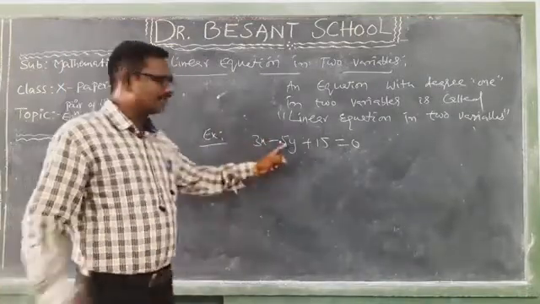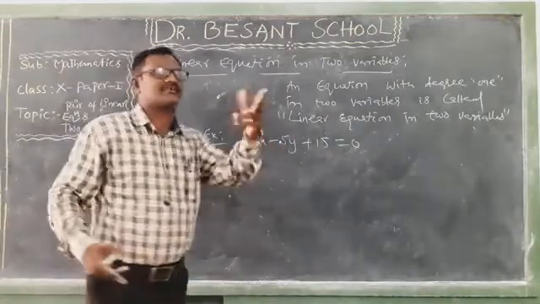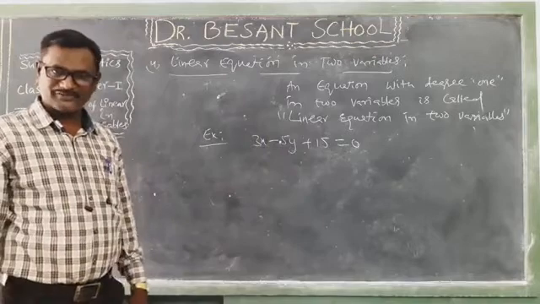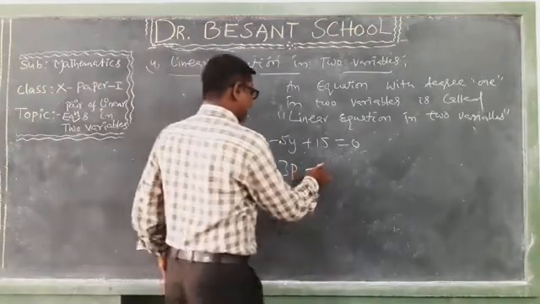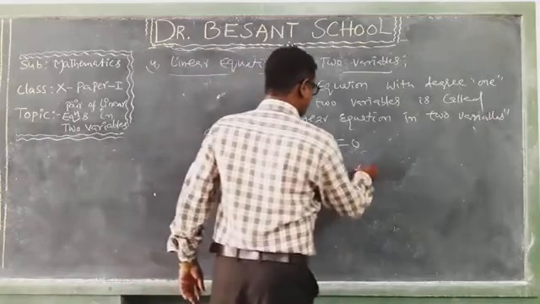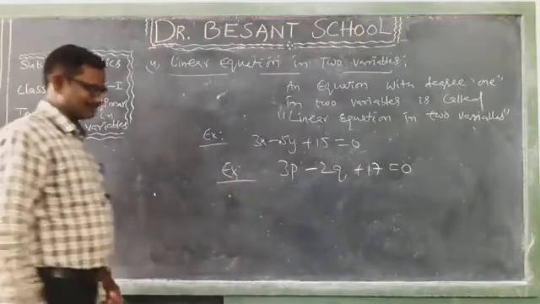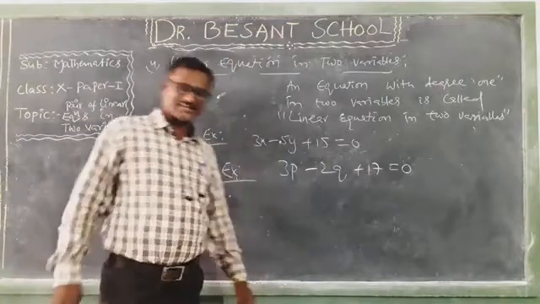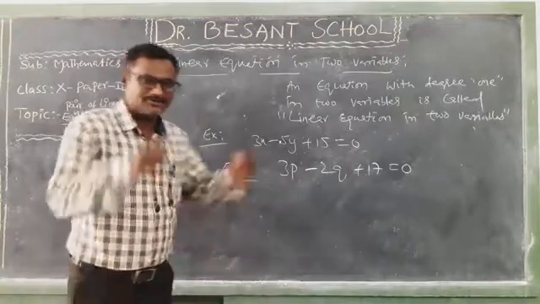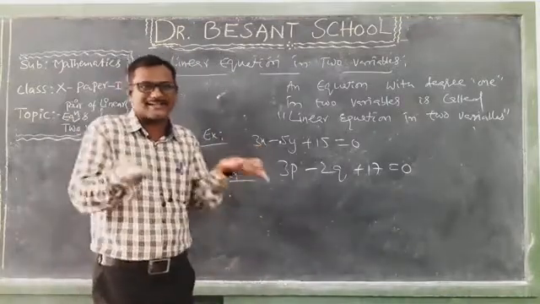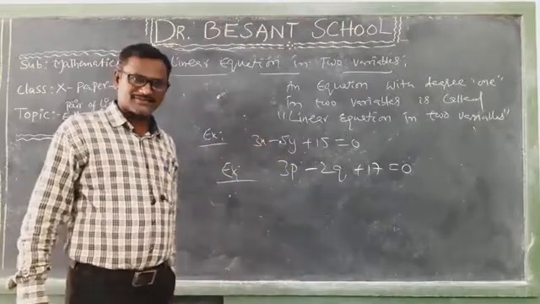So an equation with degree 1 is called a linear equation. Of course, it has 2 variables, so that's why it is called a linear equation in 2 variables. Are you following? Come to this one: 3p minus 2q plus 17 equals 0. It is also a linear equation in 2 variables. What are the variables here? p and q. Don't always assume variables must be x and y. Here the variables are p and q.